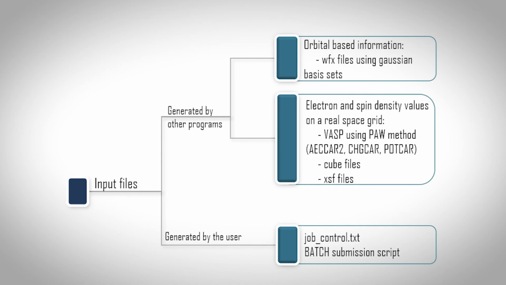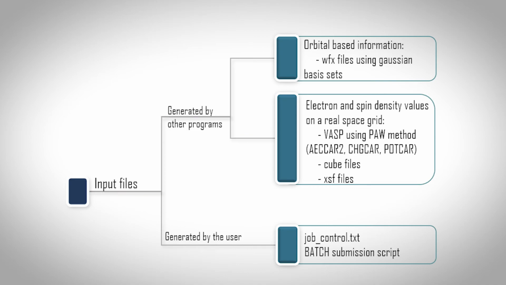Now, let's talk about inputs. Generally, you need two types of inputs, the one generated by other programs and the one generated by you. There are two possibilities when generating input files by other programs. The input file containing information about the orbitals is a file with a WFX extension. Files storing the electron and spin density on a real space grid include the BASP files ACAR2, CHD-CAR, and PODCAR, cube files, and XSF files.